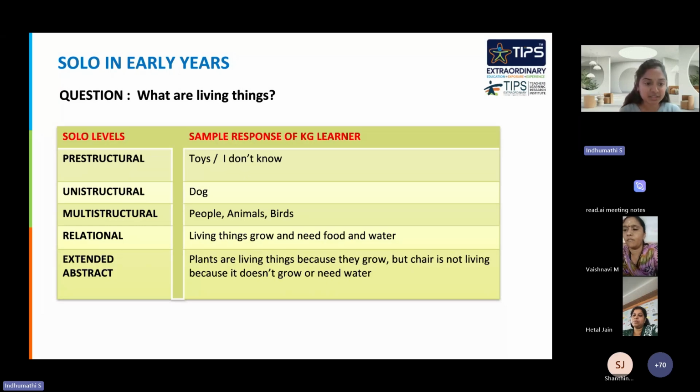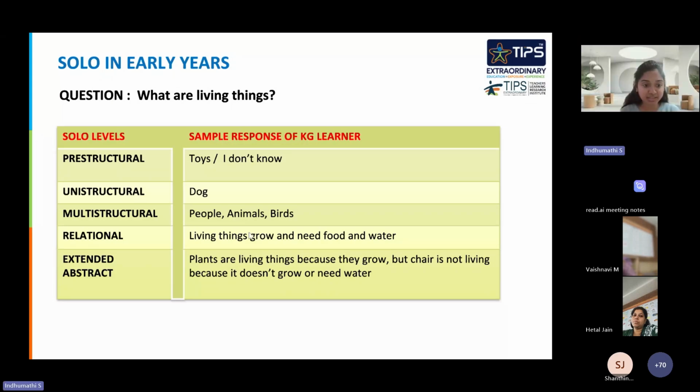And the next response is dog. So here he can name one living thing. That comes in the unistructural level of thinking. And then we move to if they say people, animals, birds, here the learner can list many living things. So that comes under the multistructural level of thinking.